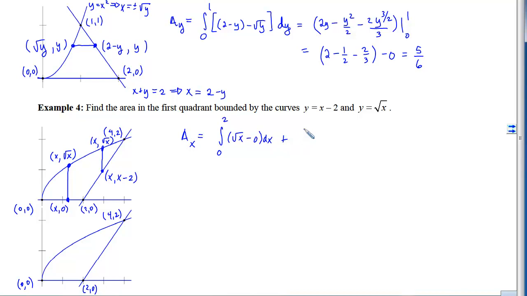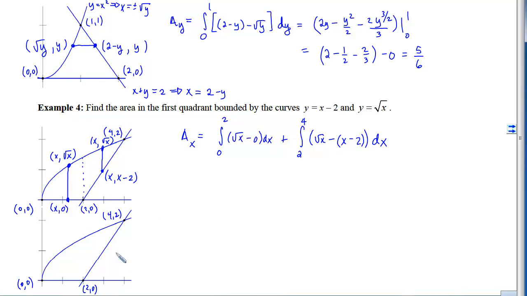Then we will add the area from the second. So the area of this second strip is going to be the top y coordinate minus the bottom y coordinate, and the thickness will be dx, and we will integrate from its furthest left, which occurs at the intersection, and its furthest right, which is the x coordinate of 4. So here's our setup for the area in terms of x.